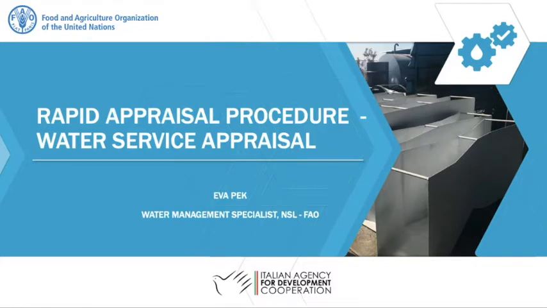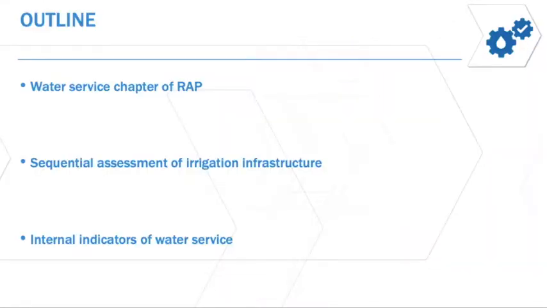The third chapter of FREP is the water service chapter. We might say that this is one of the most complex chapters from the three, but this chapter forms a basis to conduct a hydraulic performance assessment of irrigation systems. I will shortly present the structure of the chapter in the rapid appraisal procedure.